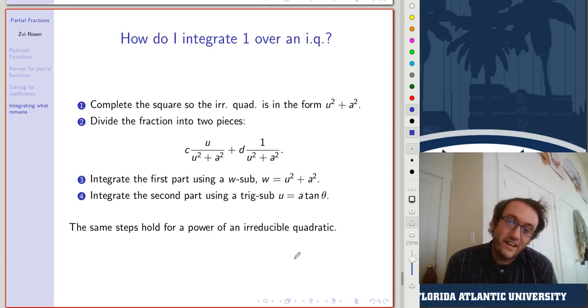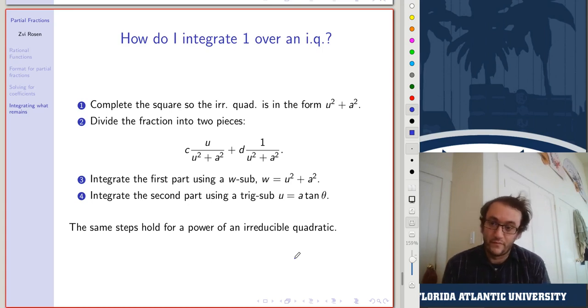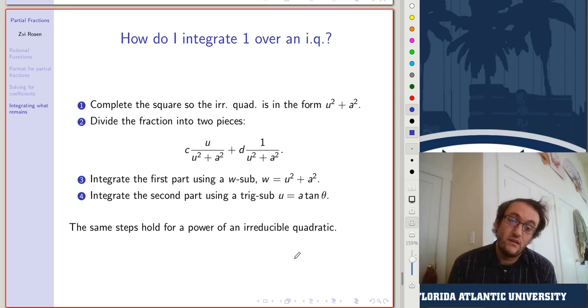Okay, how do we integrate 1 over an irreducible quadratic? The first step is to complete the square so that the irreducible quadratic is in the form u squared plus a squared. We don't want any linear terms of u, no u to the power 1. Then we divide the fraction into 2 pieces. Recall the numerator is linear, so we'll put the variable part of it in one fraction and the constant part of it in another fraction.